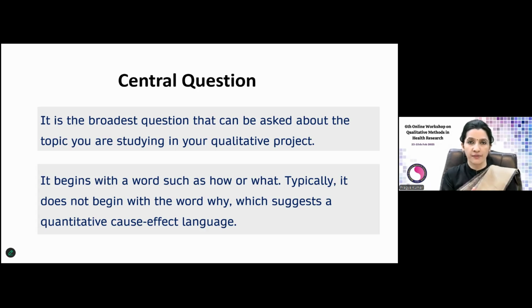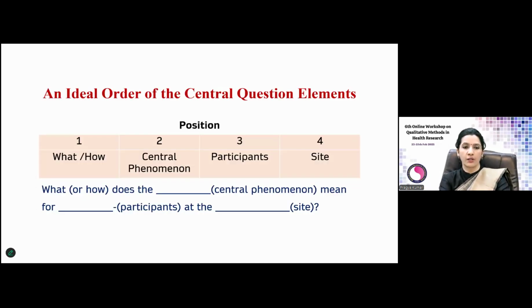So when you are comfortable with the clients or the beneficiaries or the patients, then you can start getting the answers to these why questions. Otherwise, initially you should start with what, how, and then why. So all the research questions should begin with these three words: what, how, and why. Here you can see the ideal order of a central research question. The first is what or how.